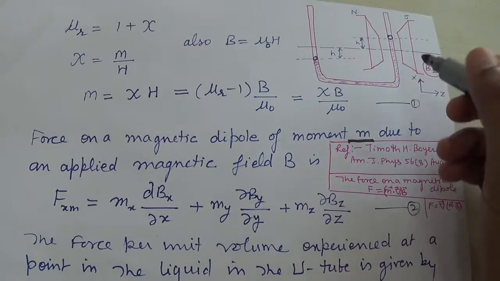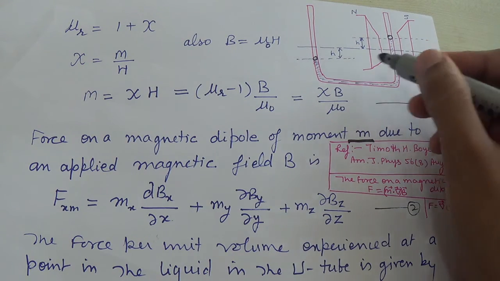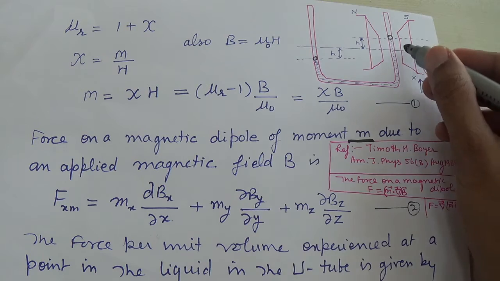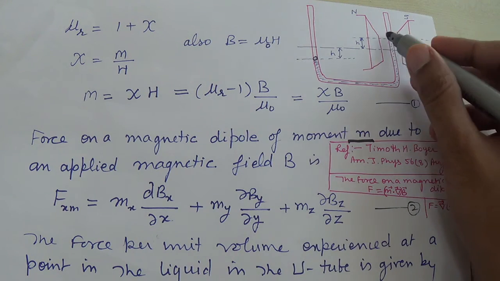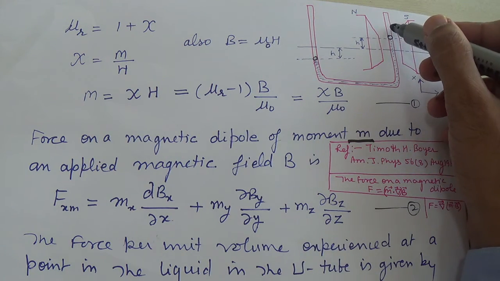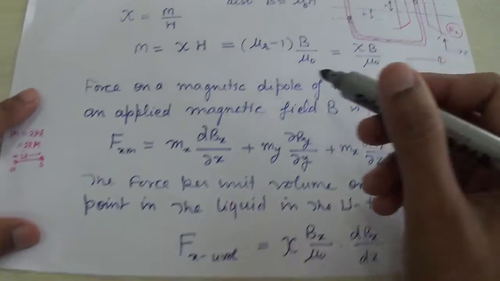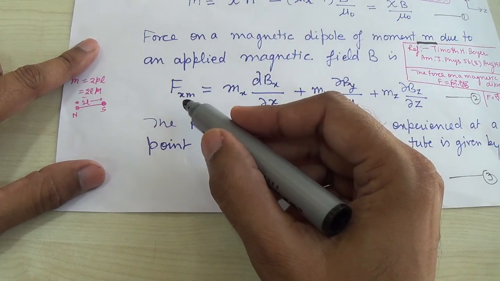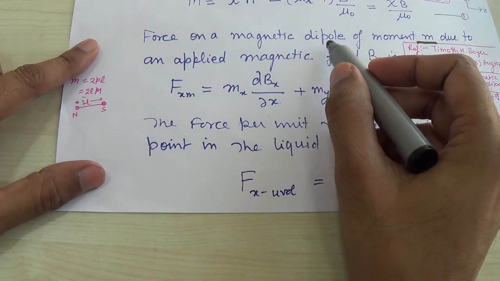X means that this force will apply either in the upward direction or the downward direction, in the presence of an external magnetic field. Right now I am focused on this particular area, so it will basically rise up. So that is the positive X direction. So X relates to that in this way.